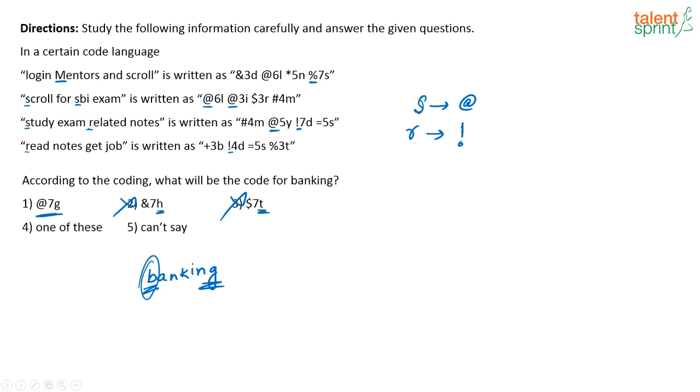So what will be your answer? Your answer will be can't say. So at least if there was some word which started with B, like boy, whatever, a word which starts with B was there in the above statements, then using that we might be able to find out what the code would be. But here nothing like that is given. So your answer has to be can't say. That is option 5.